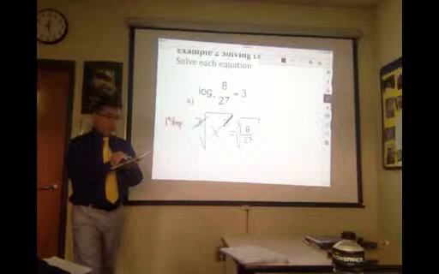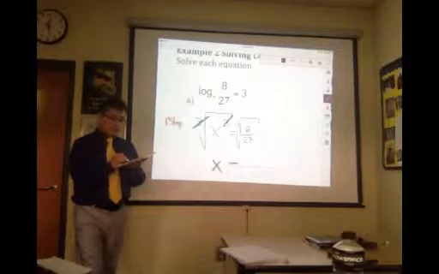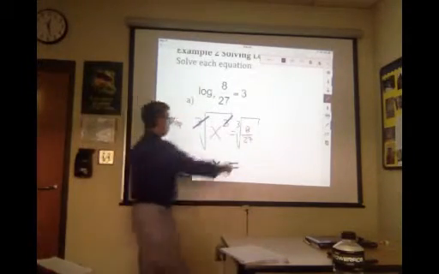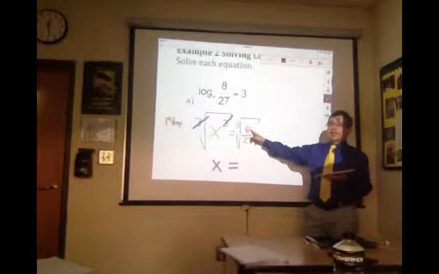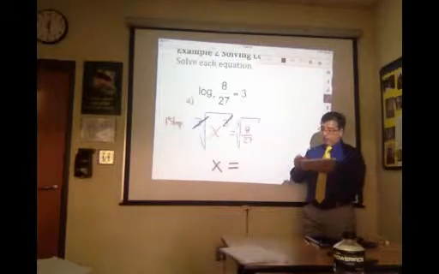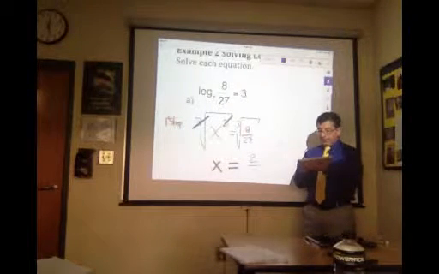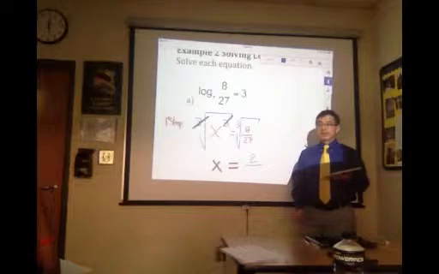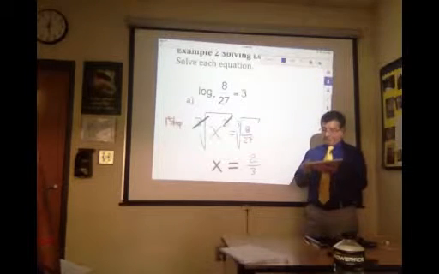So what do you do here? You cancel the cubes. So x is equal to the cube root of 8 divided by the cube root of 27. The cube root of 8 is 2, because 2 times 2 times 2 is 8. The cube root of 27 is 3, because 3 times 3 times 3 is 27.